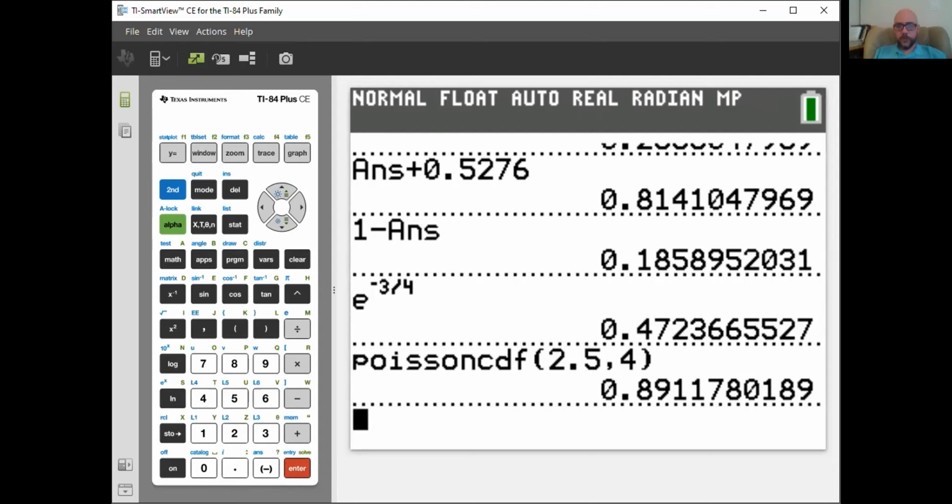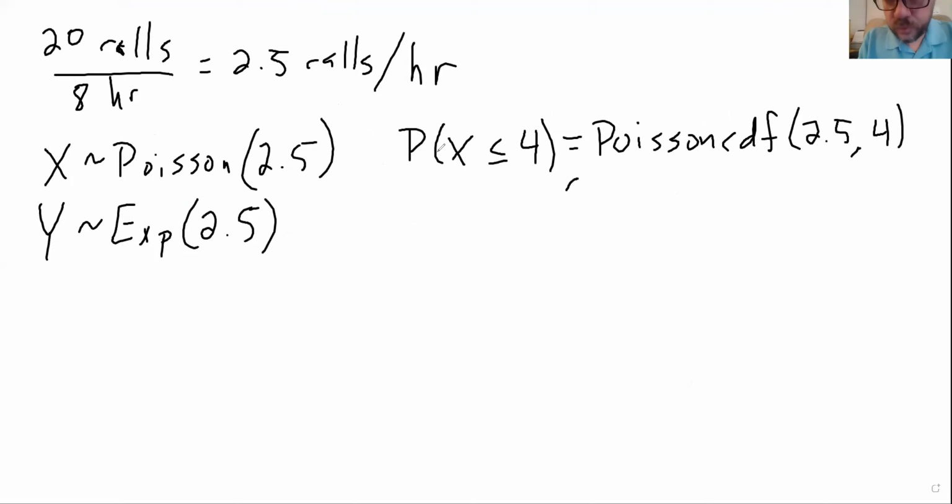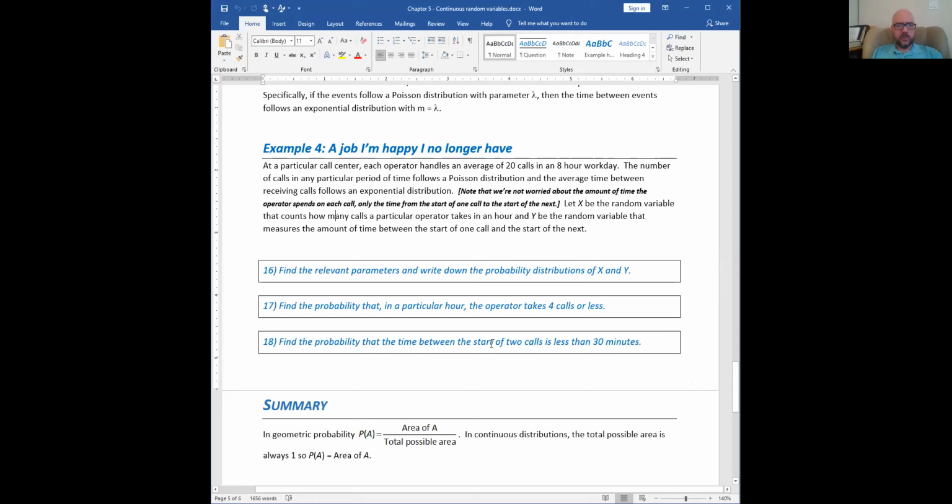Where am I at here? About equal to 0.8912. All right, let's see what the other question is. There it is. Find the probability that the time between the start of 2 calls is less than 30 minutes. Now, again, I'm expecting this to be relatively large, right?